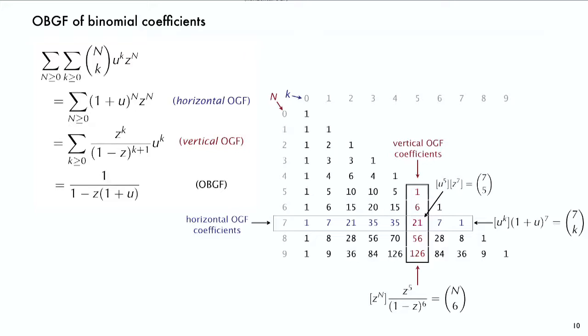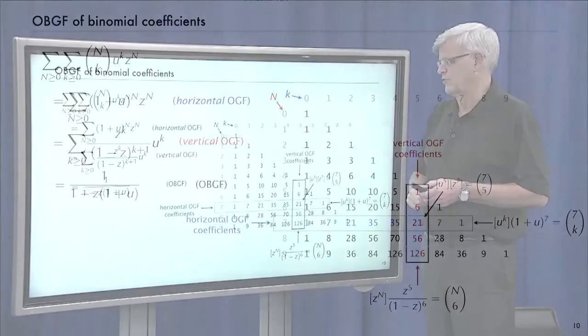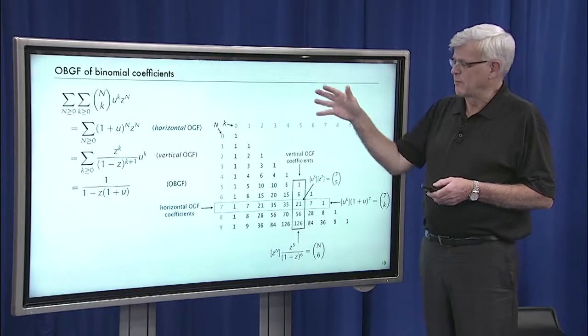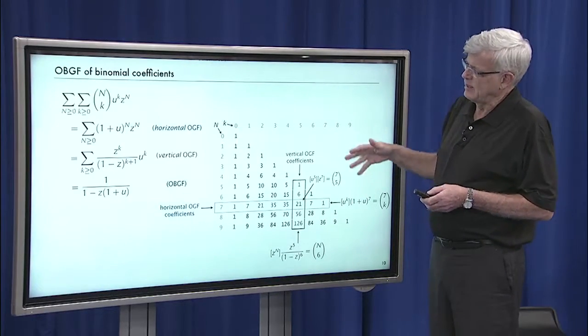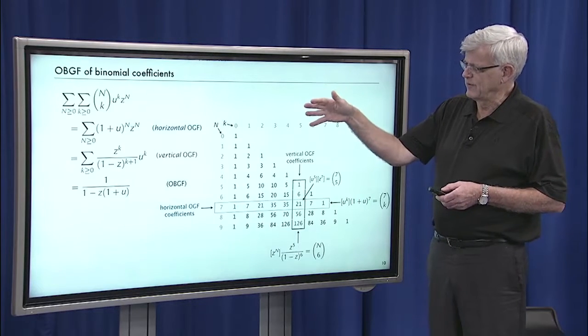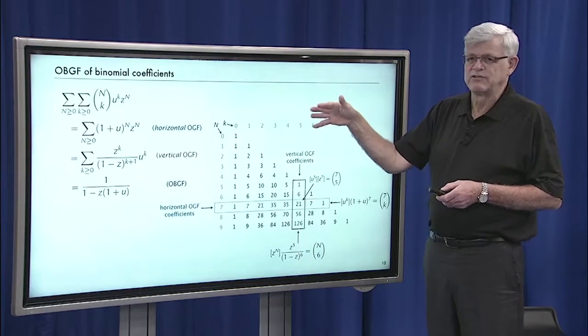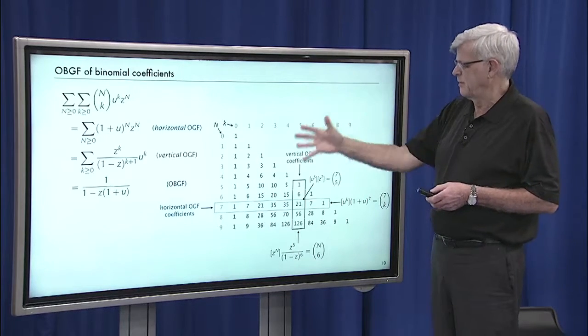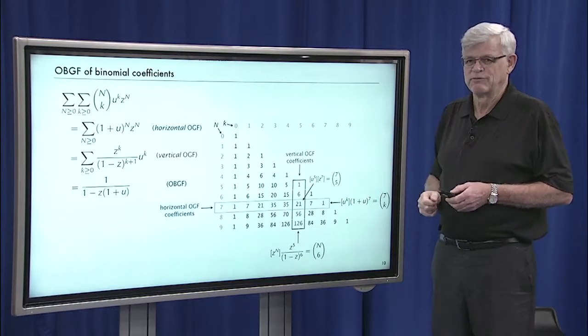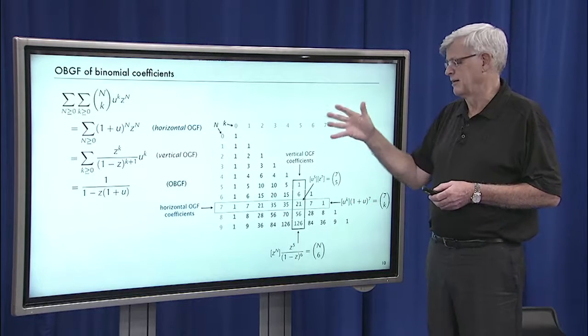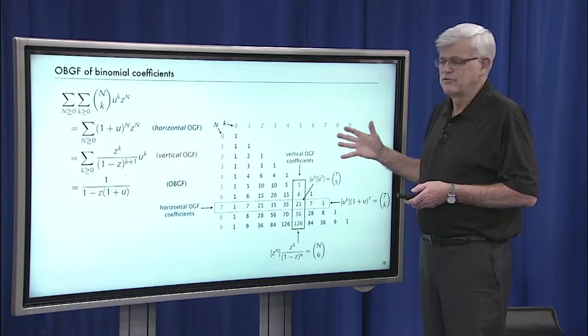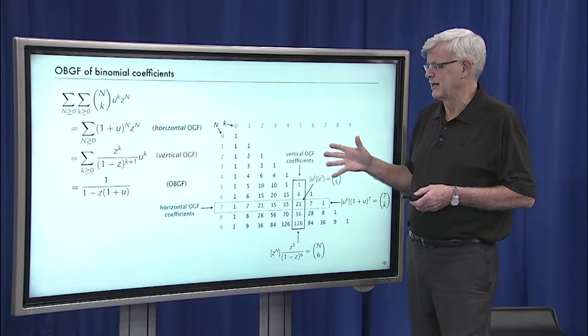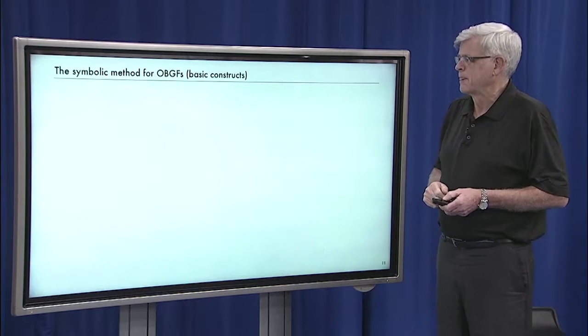That's how we evaluate the ordinary bivariate generating function for binomial coefficients. So for many of the problems we study, we'll be looking at these various different ways to look at the ordinary bivariate generating function. But people are familiar with the binomial coefficients, so this is a good table to refer to to check your understanding of this terminology.